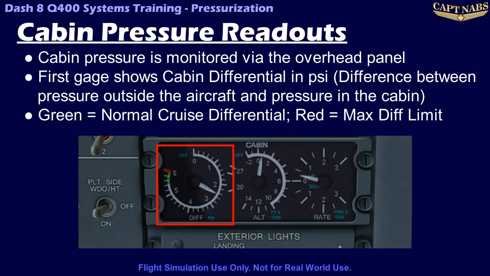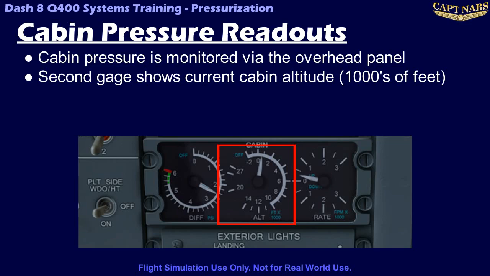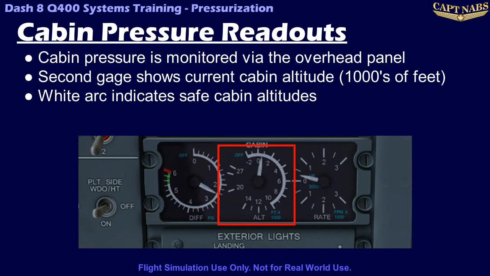The second gauge shows the current altitude of the air inside the cabin. This value is indicated in thousands of feet. When unpressurized, the cabin altitude should be approximately the same as the airplane altitude. Note the white arc. This indicates normal, safe cabin altitudes. Should the cabin altitude pass the top of this white arc, the cabin press emergency light will alarm.